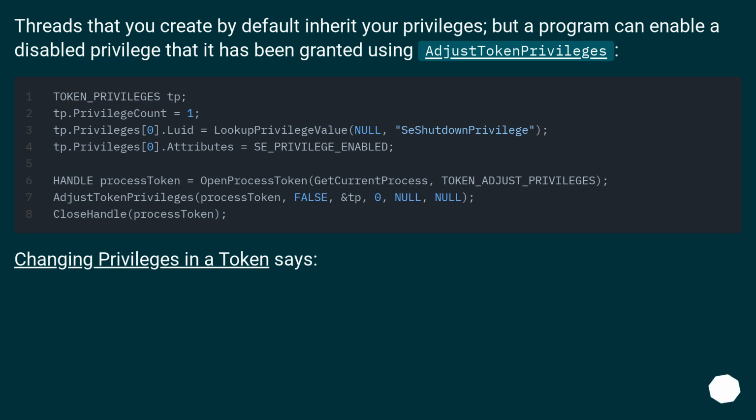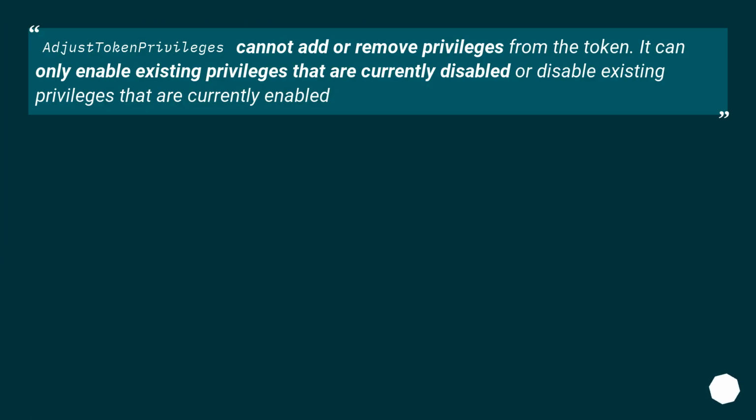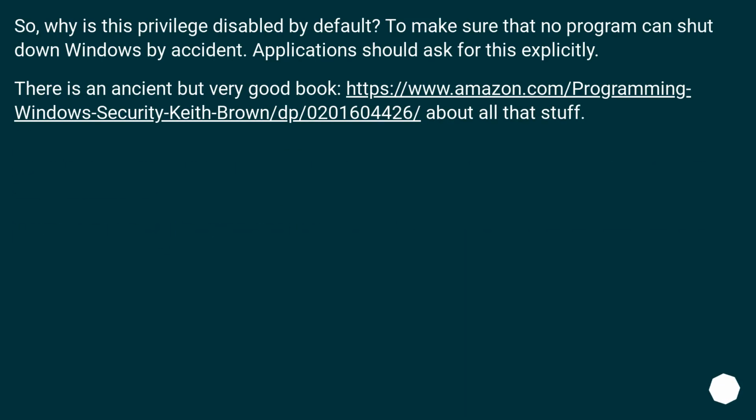Changing privileges in a token says: AdjustTokenPrivileges cannot add or remove privileges from the token. It can only enable existing privileges that are currently disabled or disable existing privileges that are currently enabled. So, why is this privilege disabled by default? To make sure that no program can shut down Windows by accident, applications should ask for this explicitly. There is an ancient but very good book, this URL, about all that stuff.